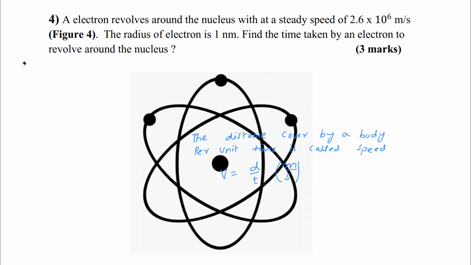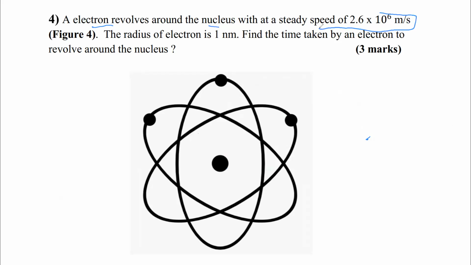that an electron revolves around the nucleus. We have an electron which revolves around the nucleus, okay? And with the speed of 2.6 into 10 power 6 meter per second. So he is giving you the speed. So here the speed is 2.6 into 10 power 6 meter per second. So we just highlight the speed, the first thing which is given.